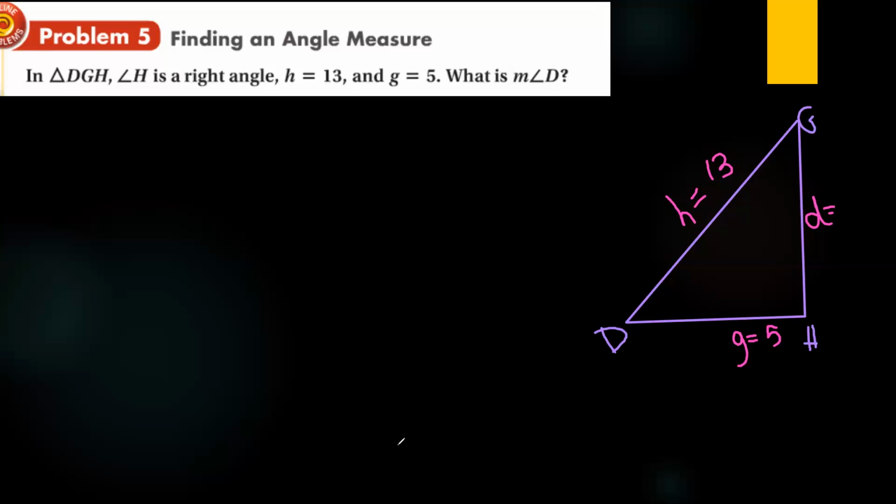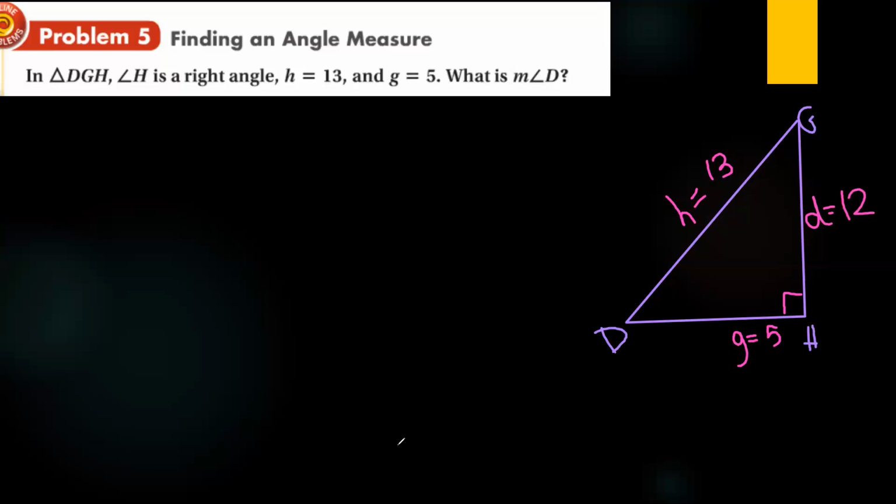Here this H small is 13, G small is 5. I need to find now D small. As I told you before, since this is a right triangle, by Pythagorean Theorem, 13 squared minus 5 squared gives you D squared. 169 minus 25 is 144. It was 12. So D is 12.